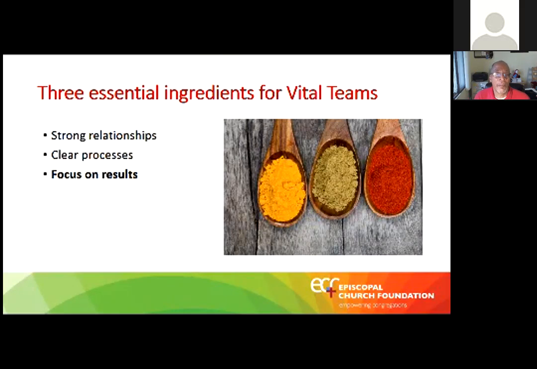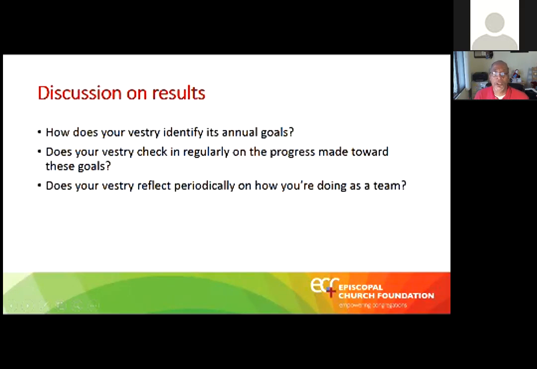The third element, which we believe is an essential ingredient to an effective team, is focusing on results. Again, as part of our time together, were we to do a retreat or a workshop together, we would spend some time talking and discussing these three areas. Identifying, how does your vestry identify annual goals? And what might those goals look like? But even after identifying the goals, it's important to understand, how do we check in? How do we monitor our process? How do we work towards that?